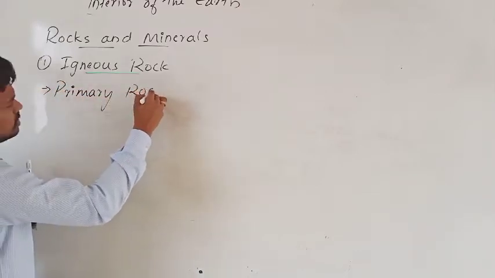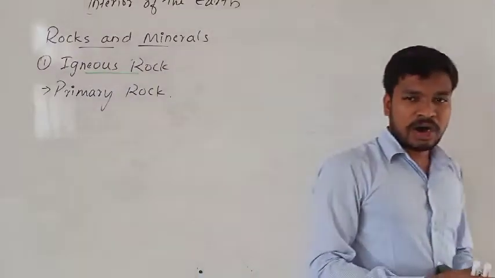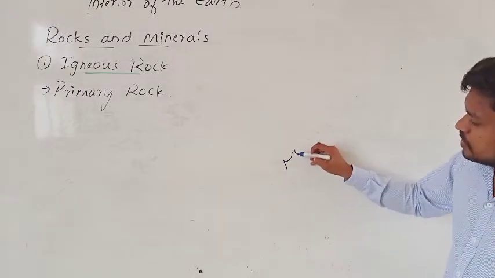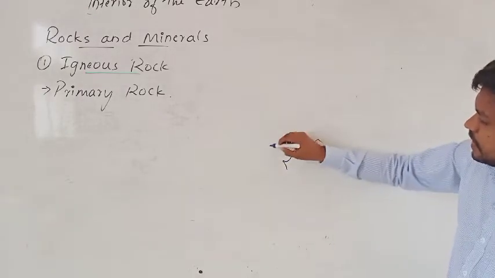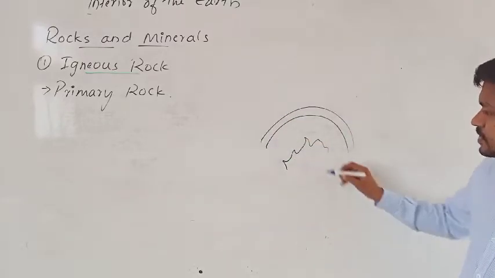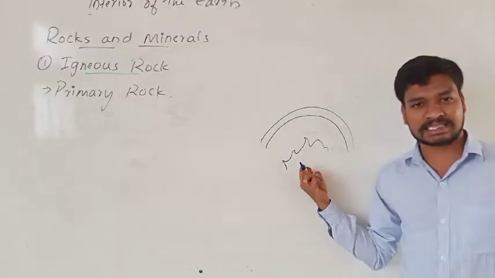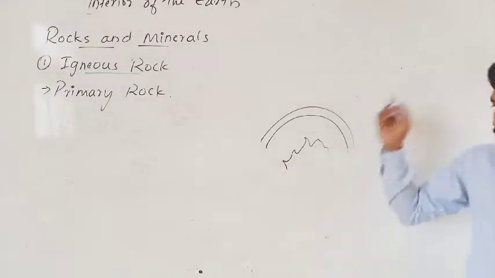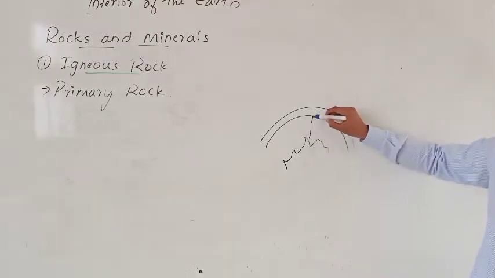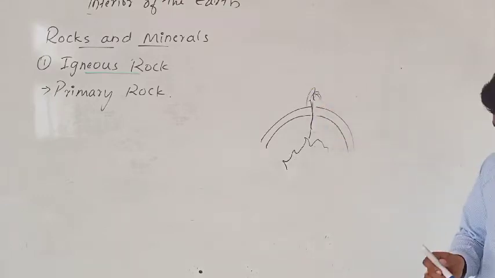Why do you call it a primary rock? Because we know how we get a rock. Inside we have the core, and we have a mantle, and we have a crust. This core wants to come out of the surface because it's boiling. It has high temperature, high pressure. Due to pressure, it wants to come out. Wherever it gets a place, as I told, it comes out of the surface through the process of a volcano.